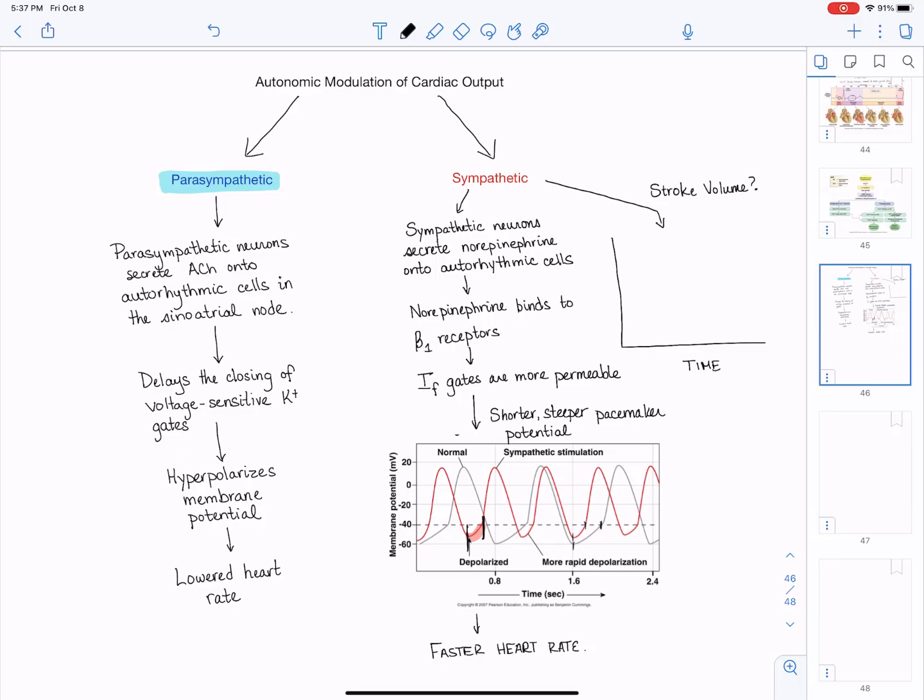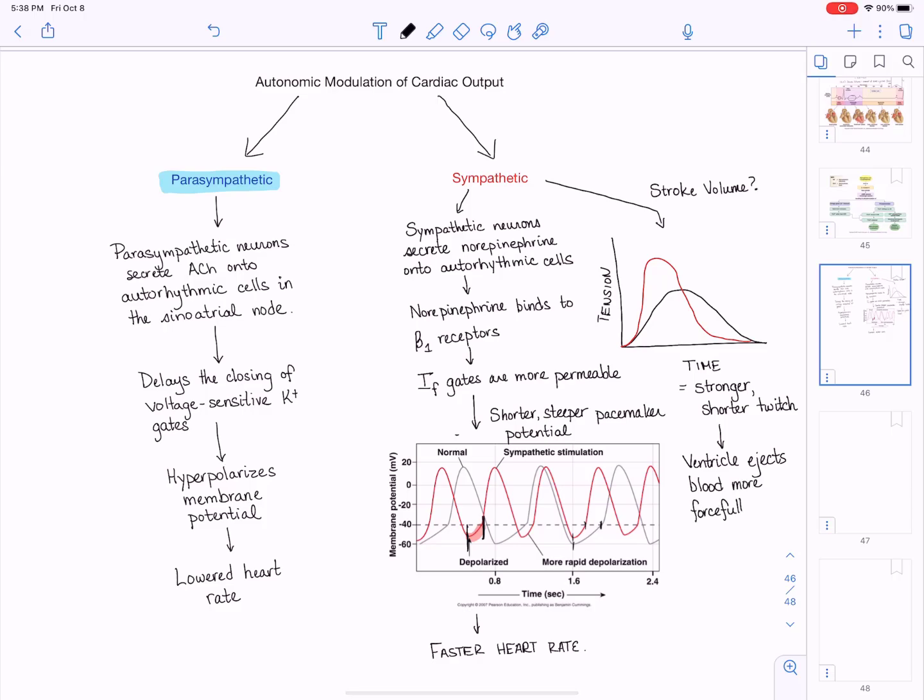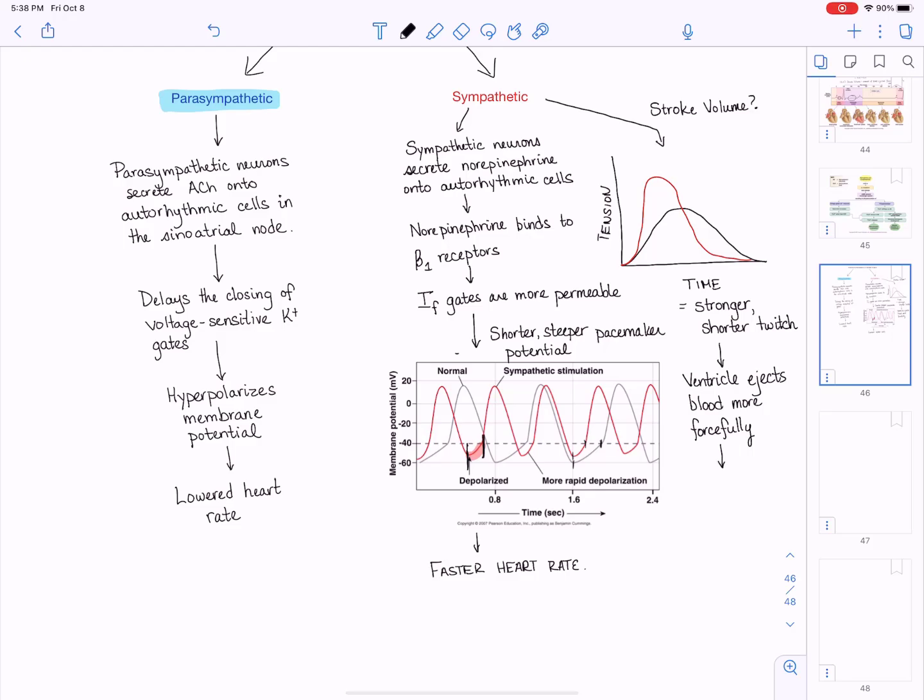If I draw here a default twitch, both in terms of tension and time, with my black line, once the sympathetic nervous system has gotten a hold of those ventricular myocardial cells, the twitch approximates what we see with the red line. So in other words, the twitch is both stronger, as you can see there by the greater tension, but also shorter. So it is both a stronger and a shorter twitch. And it is both of these together that end up leading to a greater amount of blood being ejected from the left ventricle, and therefore a greater stroke volume.